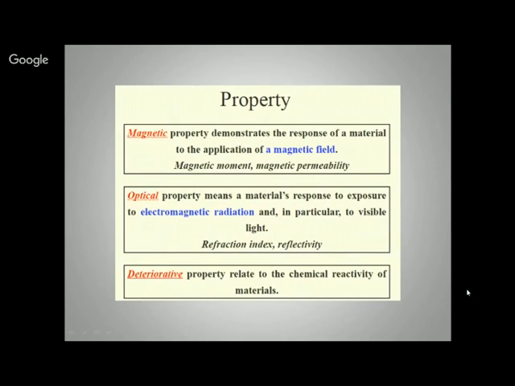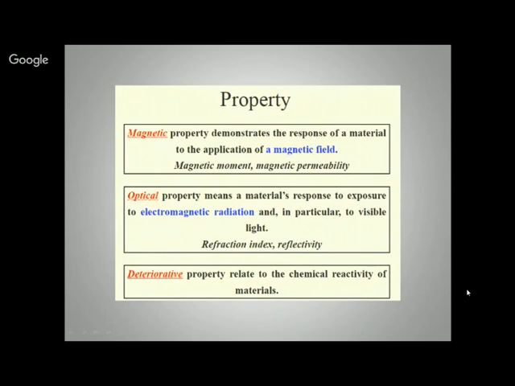Magnetic properties, the material response to the application of a magnetic field, that is magnetic moment, magnetic permeability. Like I am using the computer. In this computer, the data storage is basically a magnetic hard disk in which you are storing the data. So this is again a material. Optical properties, which is the response to electromagnetic radiation. Basically your light is an electromagnetic radiation. So it is refractive index, reflectivity. These are the main concern regarding the optical property.